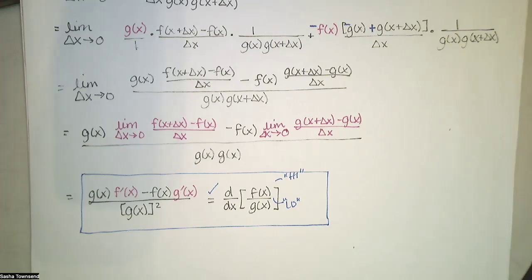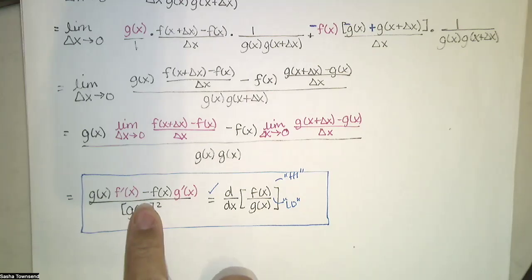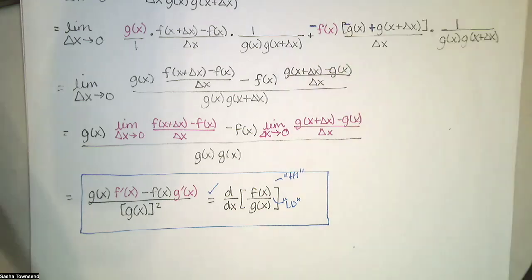All right, so now we've proved it. This is how you compute the derivative. Most of the time, we're not going to use this limit definition of the derivative. We're just going to use this quotient rule instead whenever we've got a derivative of a quotient.